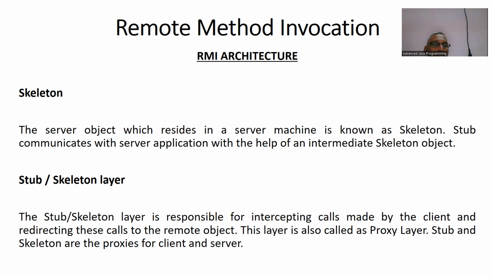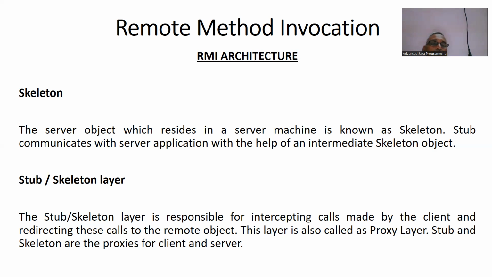Stub communicates with the server application with the help of an intermediate skeleton object. The responsibility of the skeleton object is to send parameters to the method implementation and send a return value back to the client. A skeleton performs some events. For example, it reads the parameter passed by the client, invokes the method on the actual remote object, and transmits the result to the client.